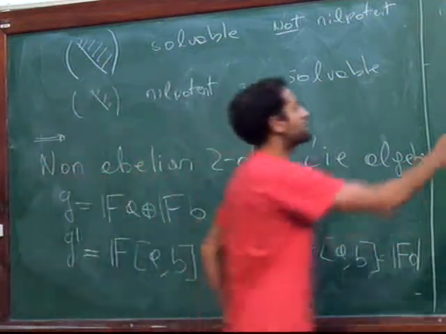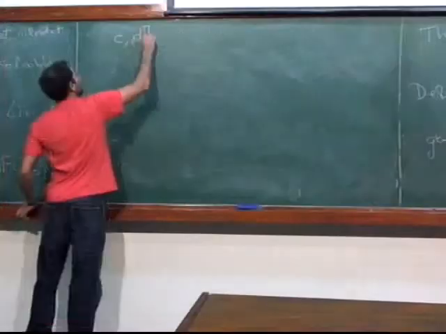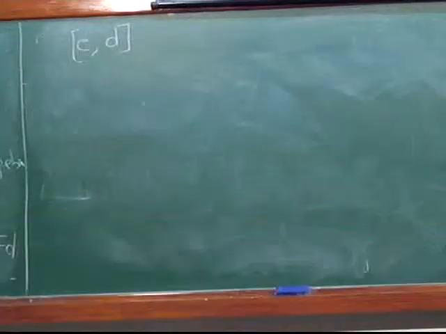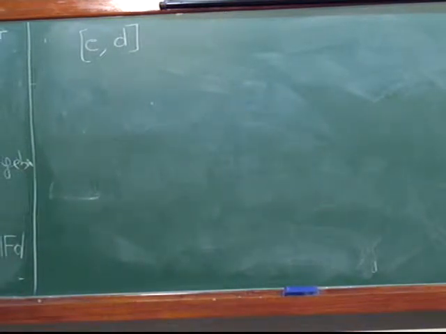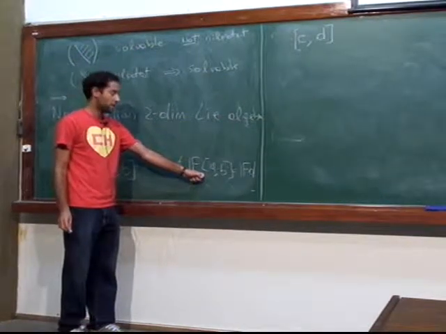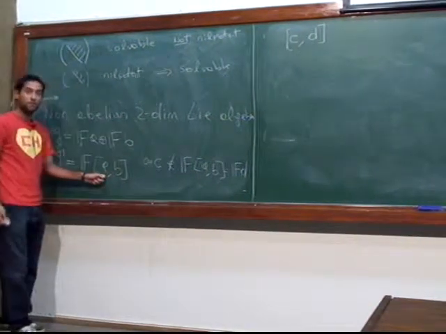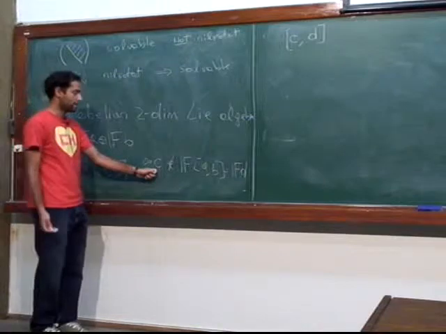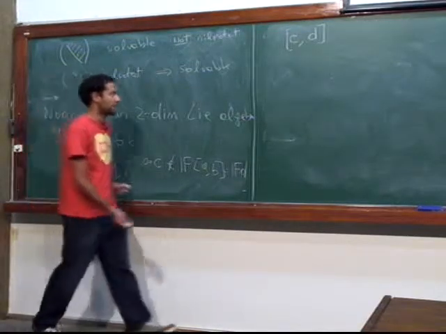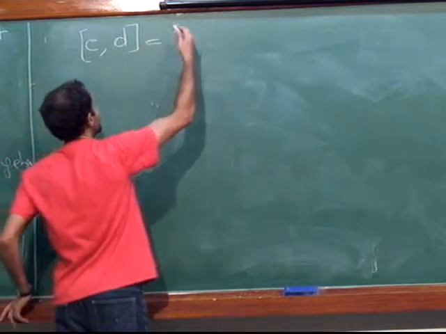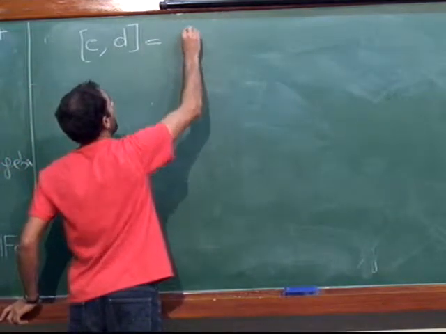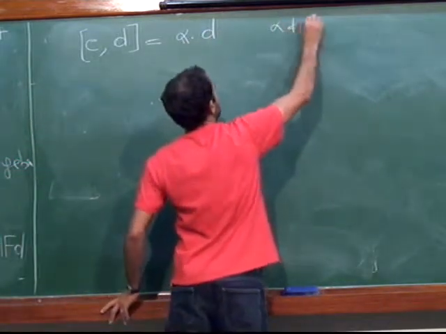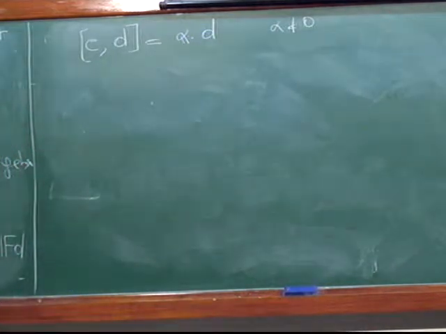And let's look at the bracket of C with D. This bracket can only be a multiple of D, of AB. Because, well, G1 is an ideal. And it's a one-dimensional ideal, so whatever bracket I take on any guy in my Lie algebra, it has to land in this one-dimensional space. So this is a multiple of D. So let's say this is, say, alpha times D. But alpha is non-zero. If alpha was 0, the algebra was commutative.